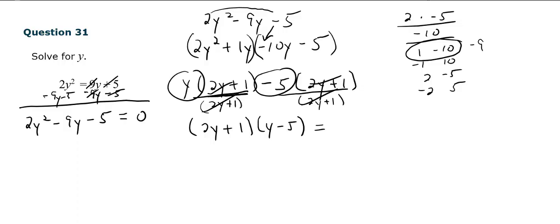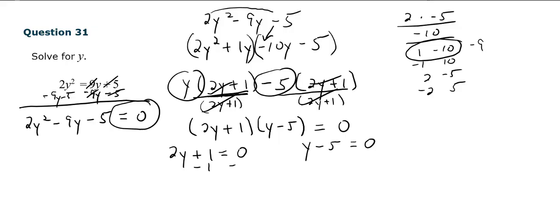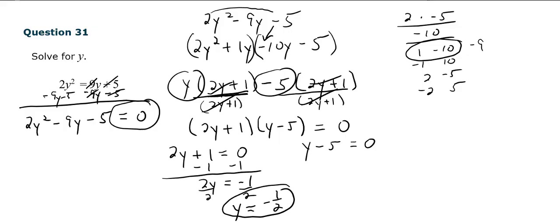Now remember, this is set equal to 0. And then we're going to set each factor to 0 and solve for y. So the first one, we're going to subtract 1 from both sides, and then divide by 2. So one of our answers is y equals negative 1/2. And for the second one, we're going to add 5 in order to isolate our y. And our second answer would be y equals 5.